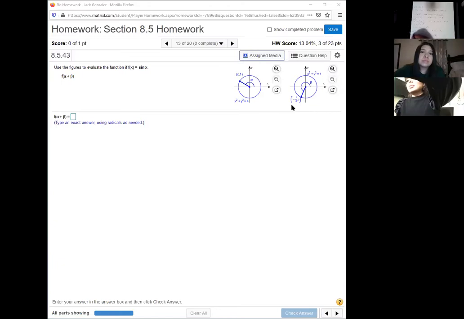Share your screen, unshare your screen. Yeah, one second.